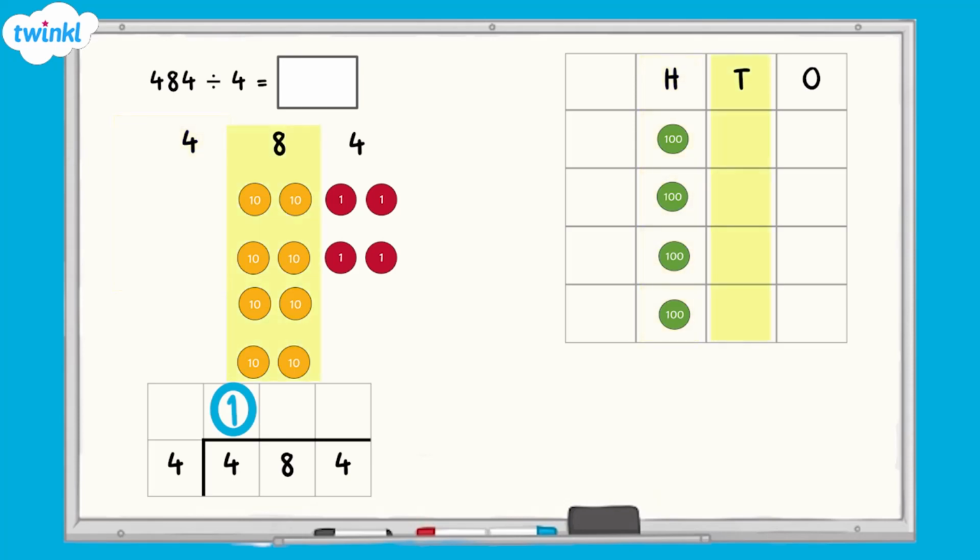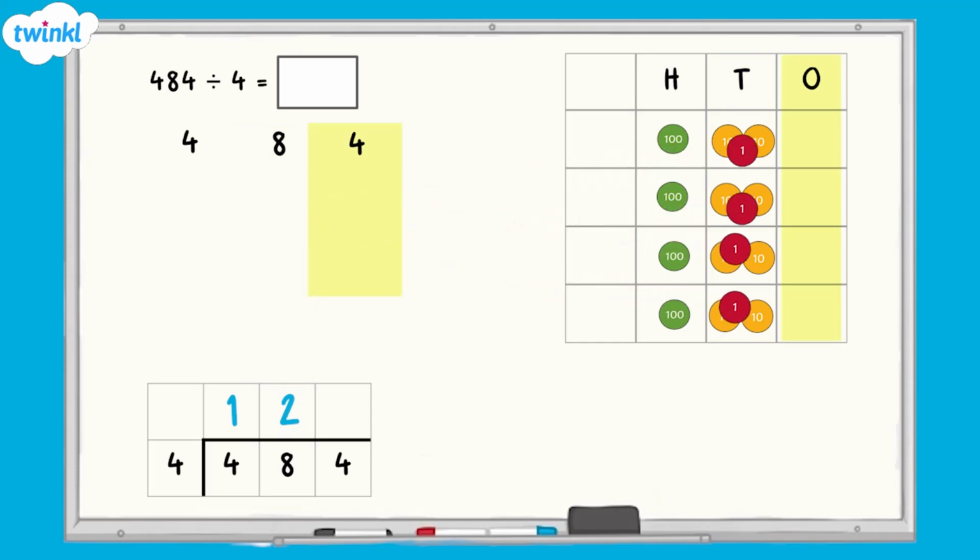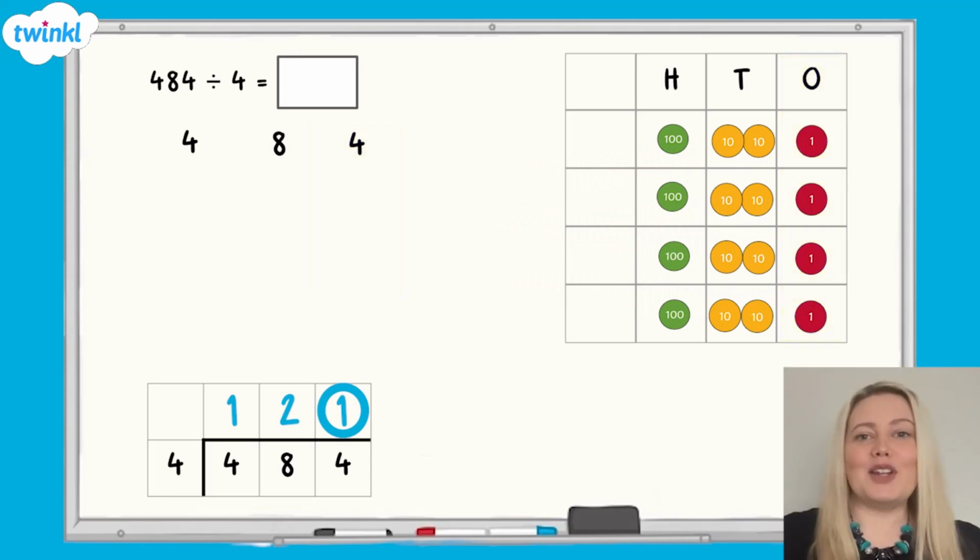Moving to the next place value column, we now divide 8 tens by 4. 8 tens divided by 4 is 2 tens, therefore we put a 2 in the tens column above the dividend. Finally, we move to the ones column. 4 ones divided by 4 equals 1 one, so we put a 1 in the ones column above the dividend. So now we know that 484 divided by 4 equals 121. We call this the quotient.